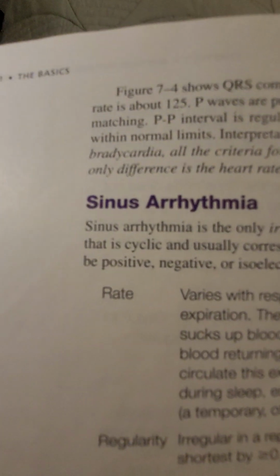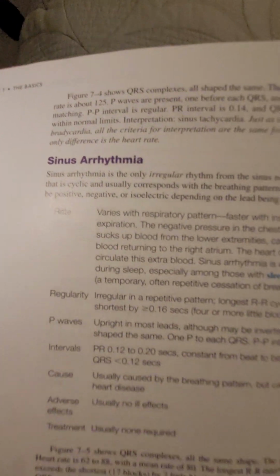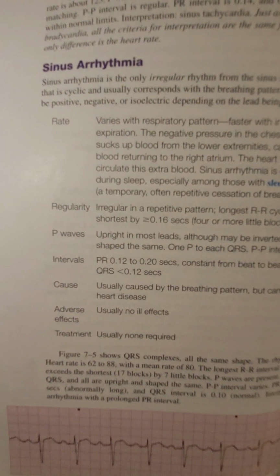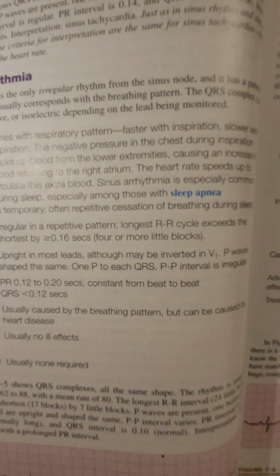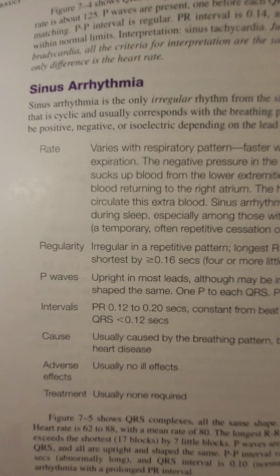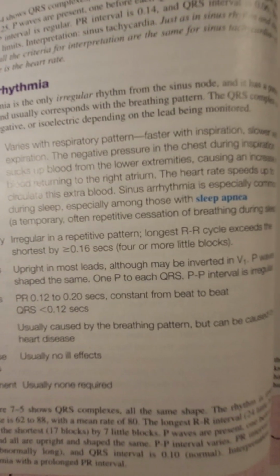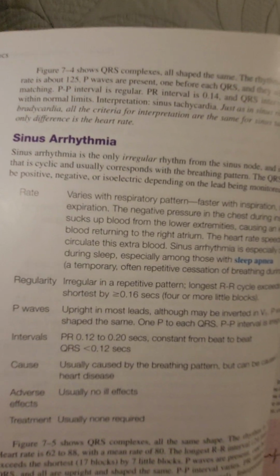Sinus arrhythmia. It says sinus arrhythmia is the only irregular rhythm from the sinus node, and it has a pattern that is cyclic. What is that? Cyclic, and it usually corresponds with the breathing pattern.